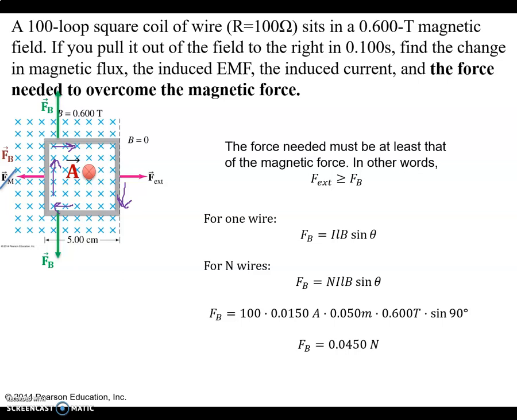Back to the question: how much force do you need to apply to overcome this magnetic force? Well, you need at least 0.045 newtons. If you have more than that, you can successfully pull it out. If you have less than 0.045 newtons, then the magnetic force is just going to pull that wire back into the magnetic field itself.